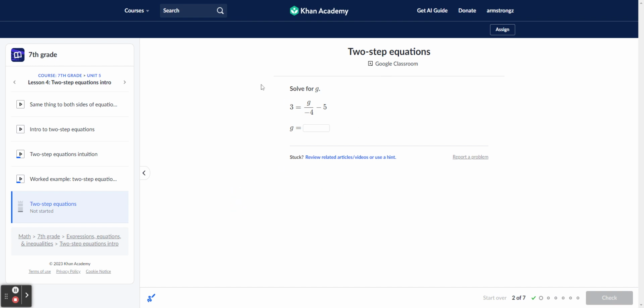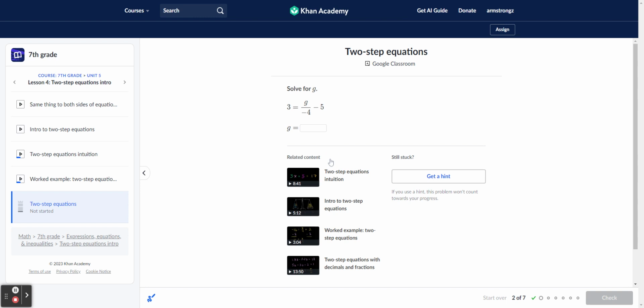On here, when you're going to actually solve these problems, figure out the solutions, there are a couple things to know about. So always on Khan Academy, if they have a practice problem, they'll have this stuck thing. And you can open this up and they'll give you some suggestions for what to review before they give you any sort of hint.